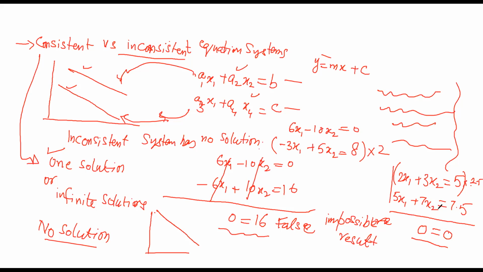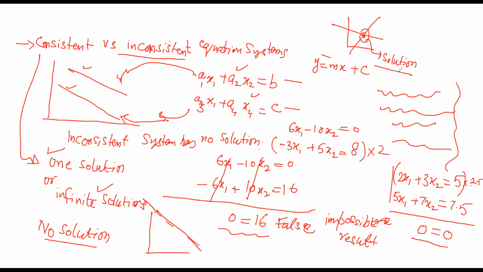We will say that the system is inconsistent, but it will have infinite solutions, many solutions. So in this case, both the lines are the same. And in the case of one solution, both lines will be intersecting, and intersecting lines can only intersect at one point, and that intersecting point will be the solution.